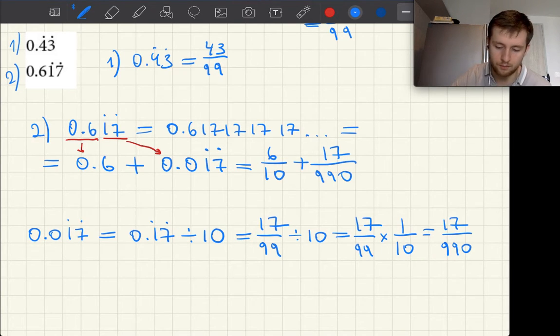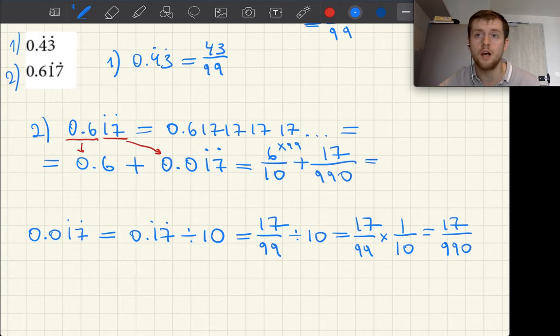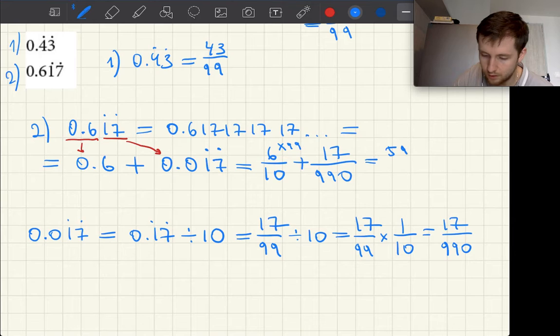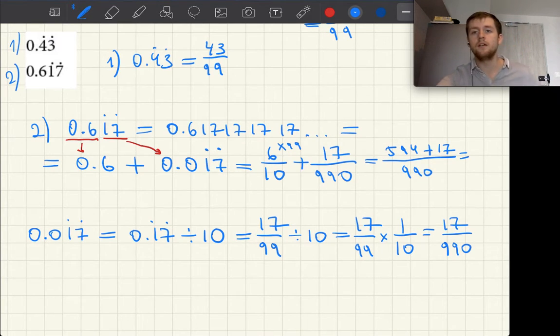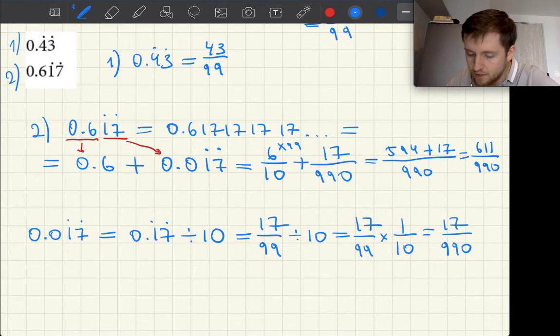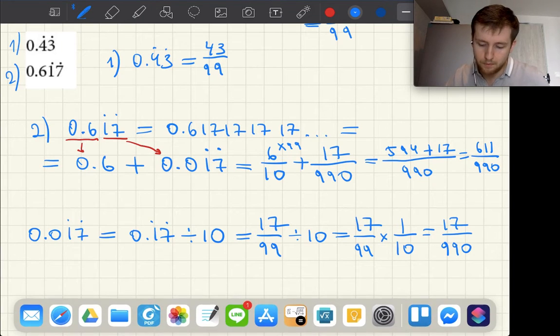Now you just have to add them together. We can multiply this side by 99. 6 times 99 is equal to 594. So that's going to be 594 plus 17 over 990. The final answer is 611 over 990. Again, please watch out, sometimes it can be simplified.